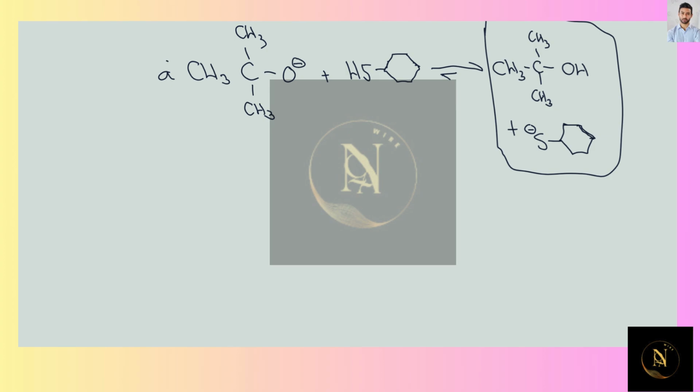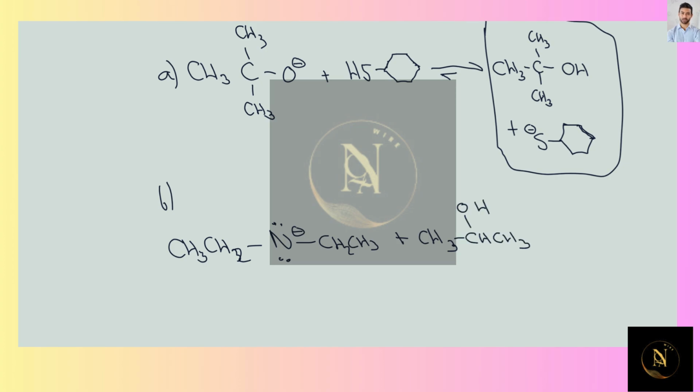And the second reaction that we're going to be looking at is the following. We're going to have a nitrogen with a negative charge. Okay, this is CH3, CH2, nitrogen with two double bonds with a negative charge over here, CH2, CH3, plus an alcohol, CH3 with an OH on this position.